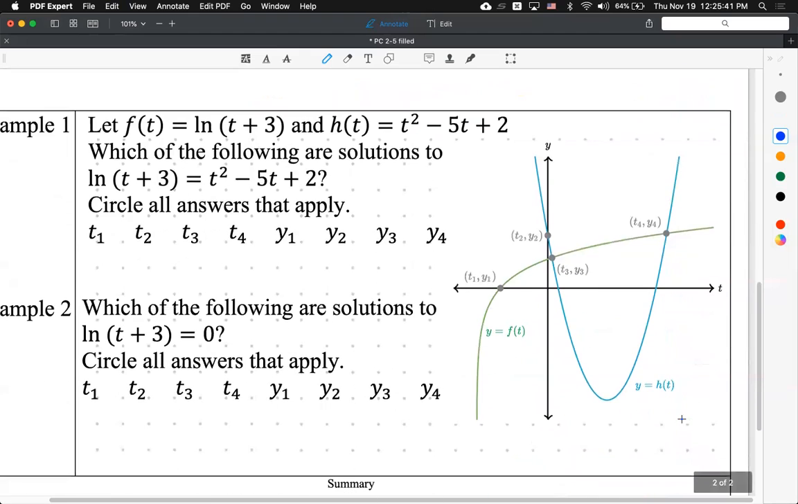Come back down here. We have 2 functions. Where do those 2 functions cross? There and there. 1 point, 2 points. There's only 2 points where these functions cross each other, where these 2 functions have the same height.